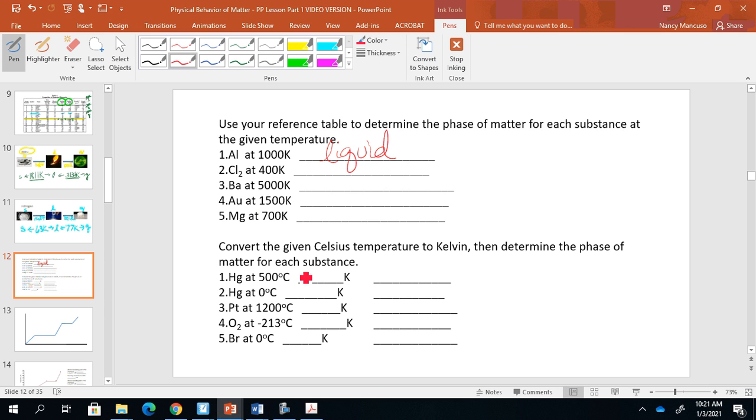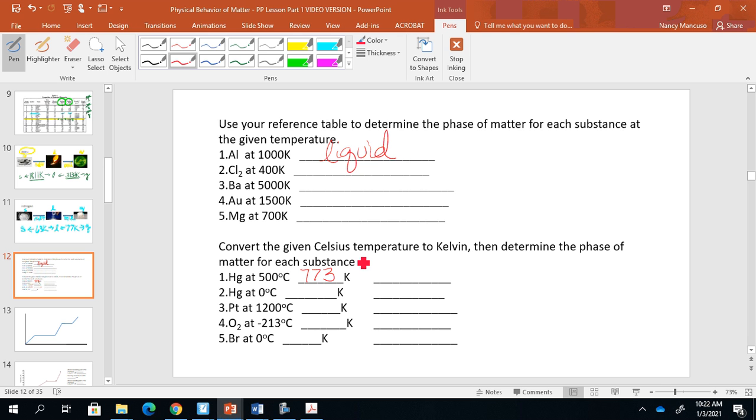And now I'm going to do one of these bottom ones with you. So convert the given Celsius temperature to Kelvin. So if I have 500 degrees Celsius, I add 273. So that would be 773 K. And now I look up Hg. Hg is mercury. Mercury is number, let's see, got to find it. Number 80. So I go over here.